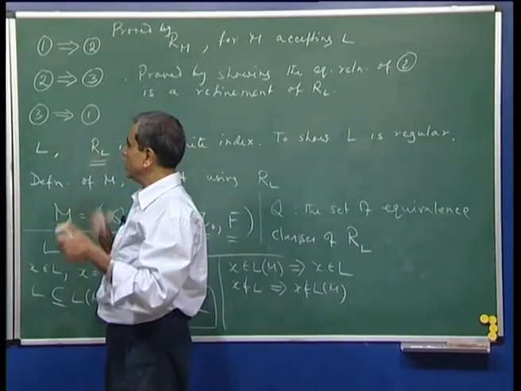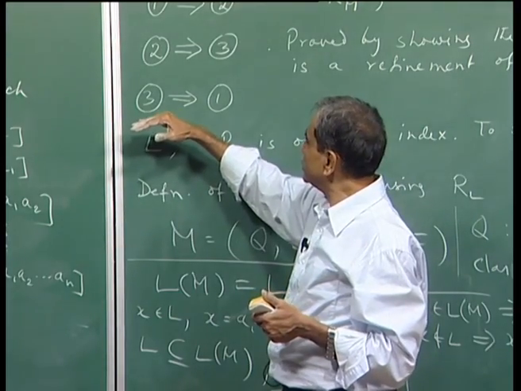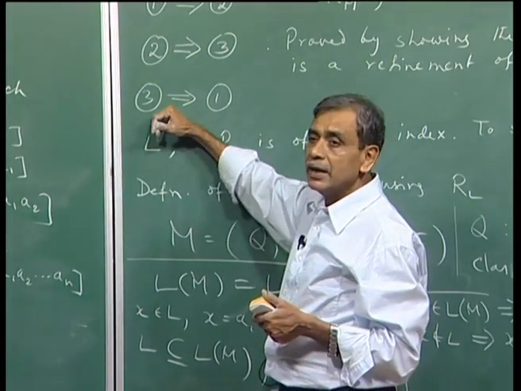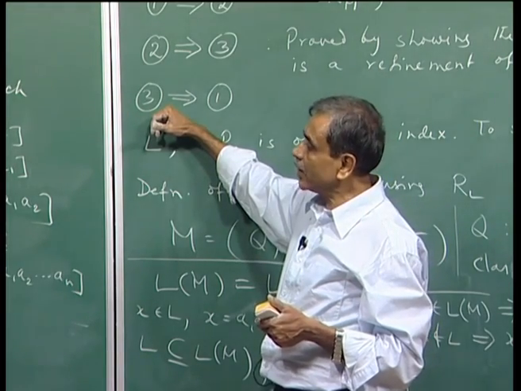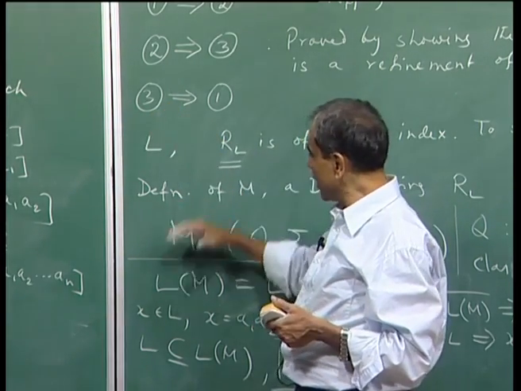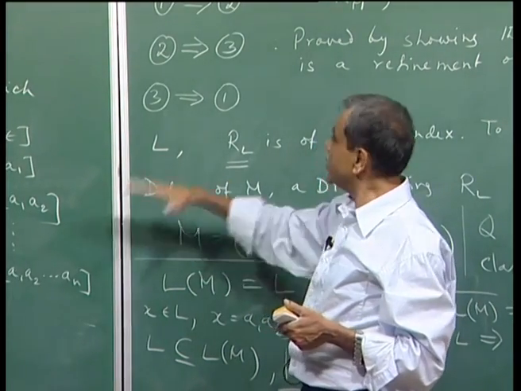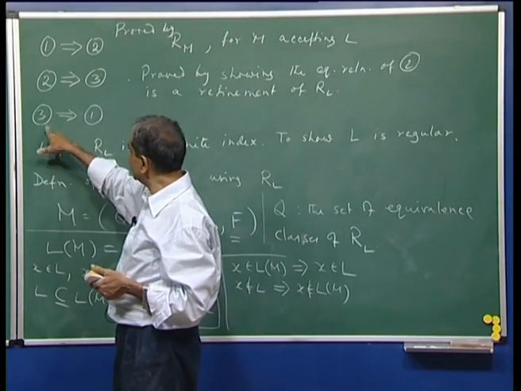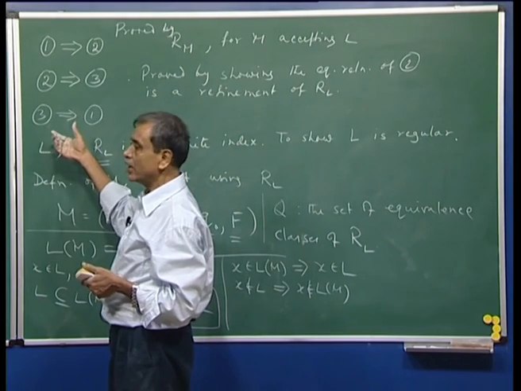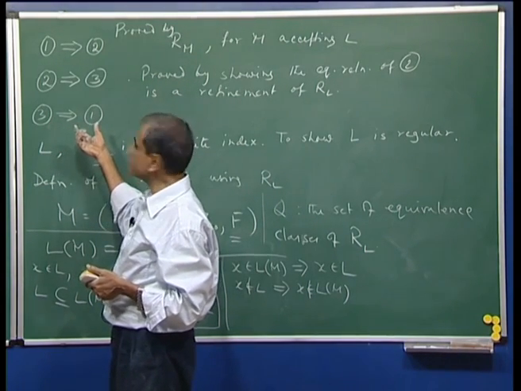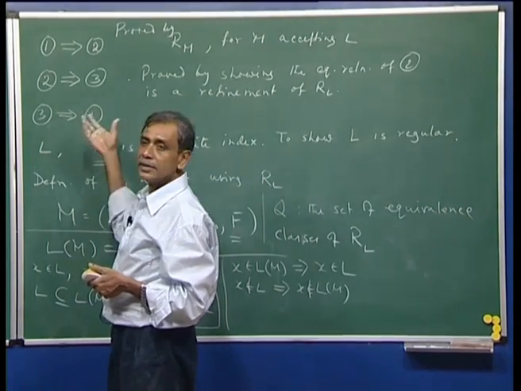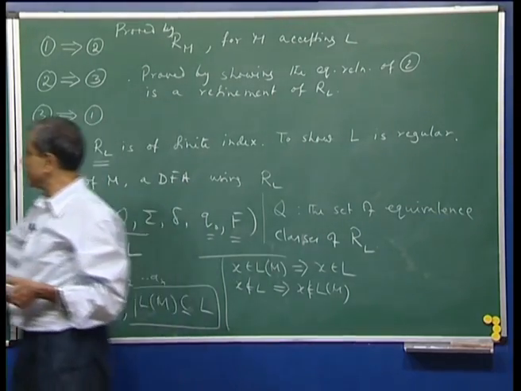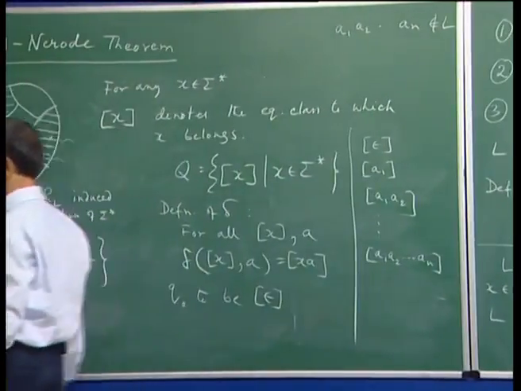Just to wrap up, we started with the assumption that for a language L, R_L is of finite index. That means it has finitely many equivalence classes. From there, I defined a DFA, and then I showed that the DFA accepts that same language L. Statement 3 was R_L is of finite index, and statement 1 was L is regular, and that is proved because this M that I defined indeed accepts the language L.